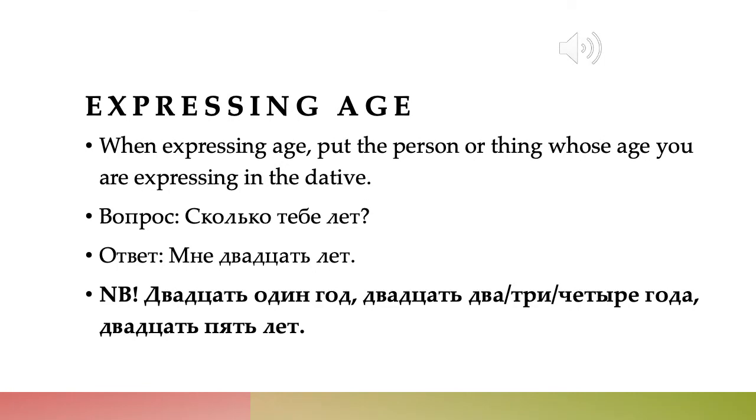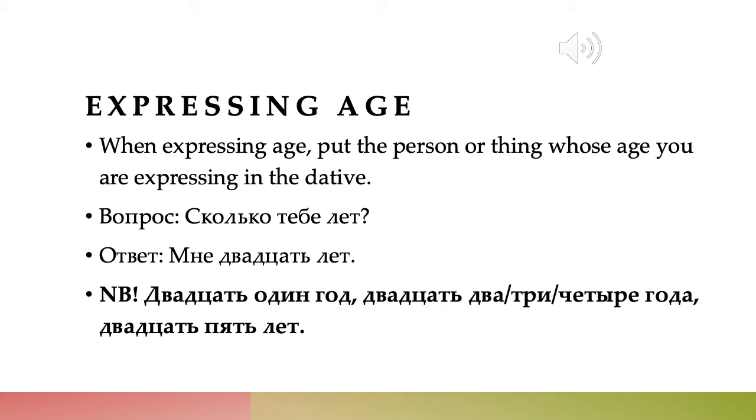The first use of the dative, and the one that is probably the most familiar to you, is to use it to express age. So when we talk about age, we say "to me is X number of years," for example. So whoever's age we're talking about, we put them in the dative, and then we have the number of years. So our question, for example, how old are you, is сколько тебе лет, or сколько вам лет. And then the answer could be мне 20 лет.